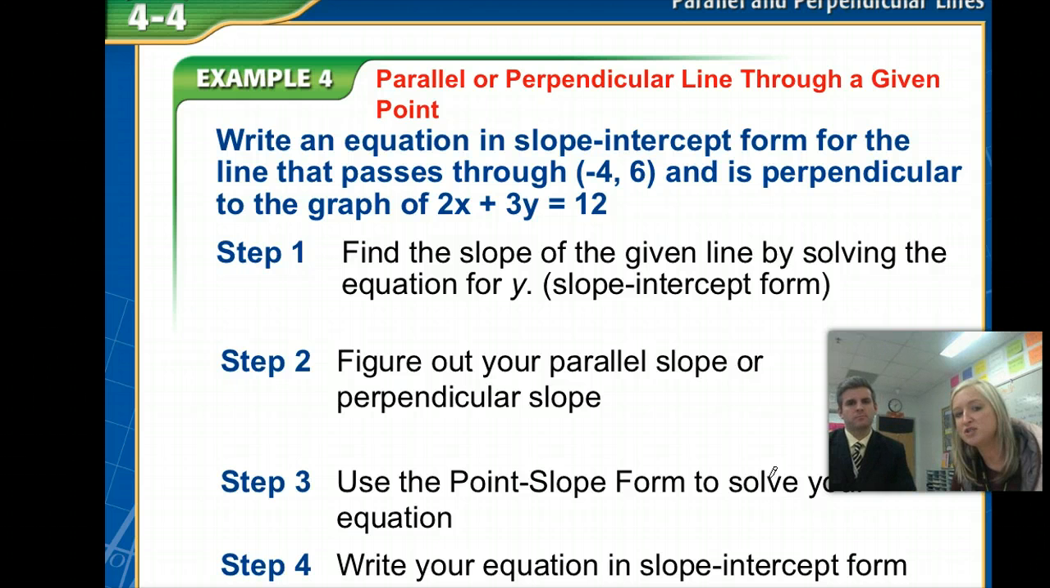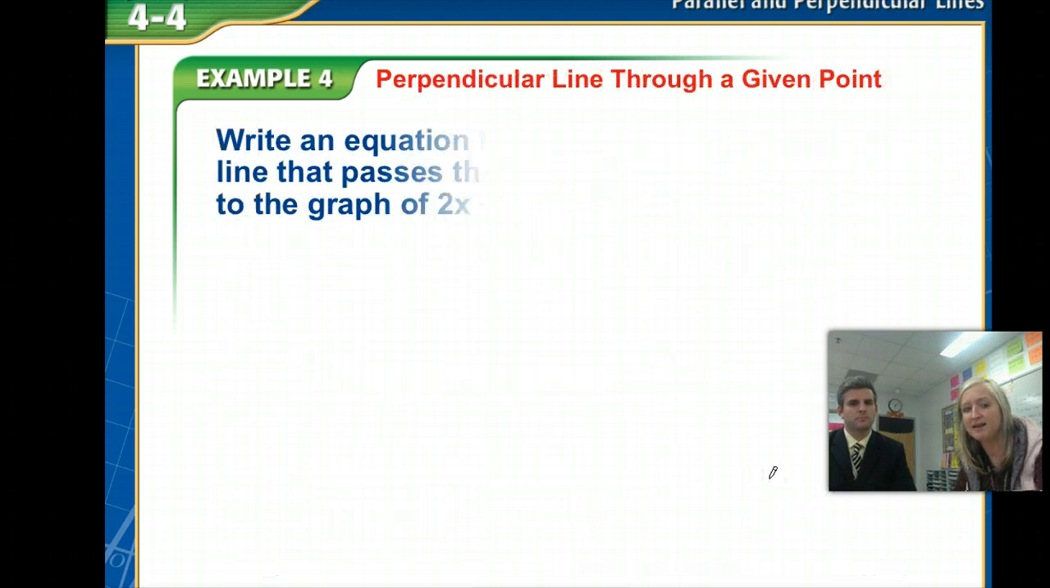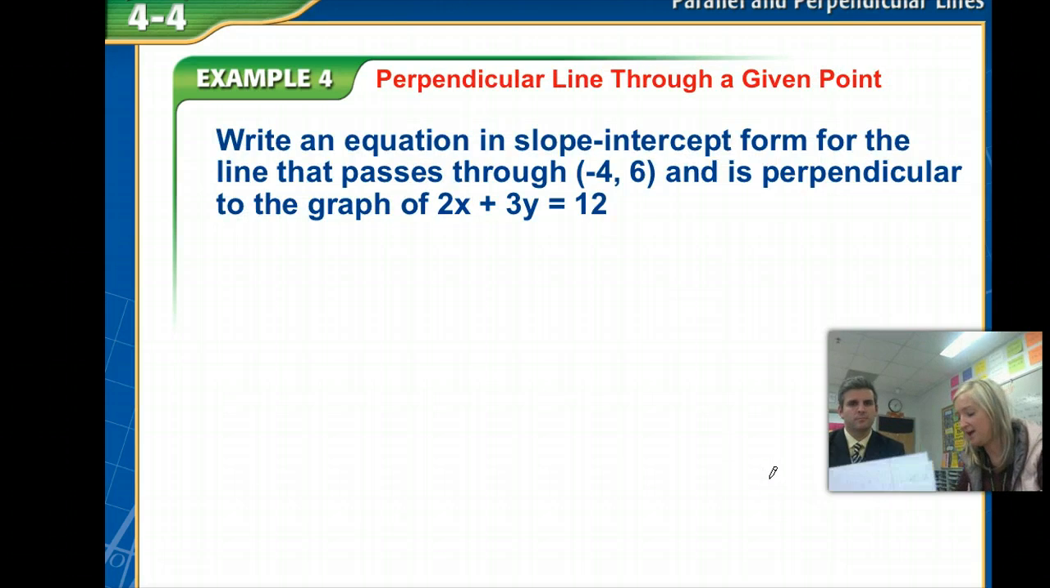Then you are going to use, just like you did in example 1, point slope form to put your new equation into slope-intercept form. So I wrote this exact same problem on the next slide here.